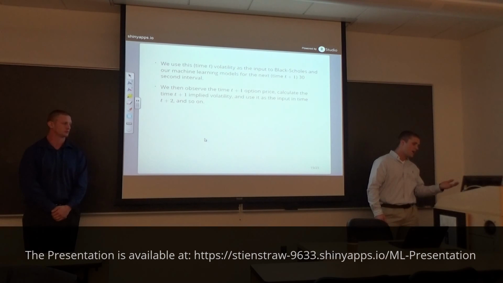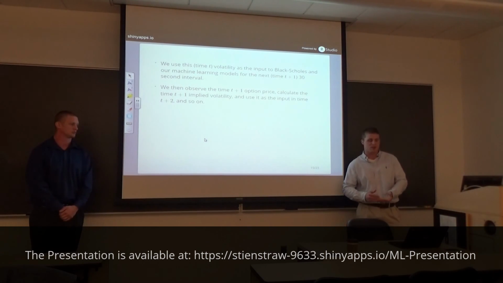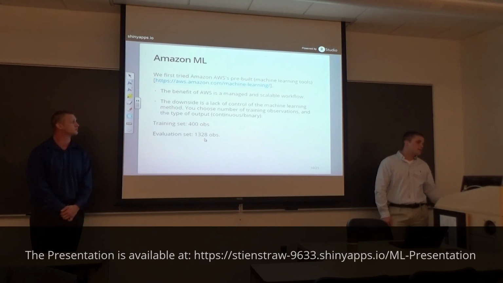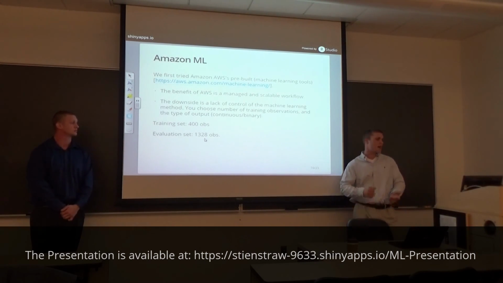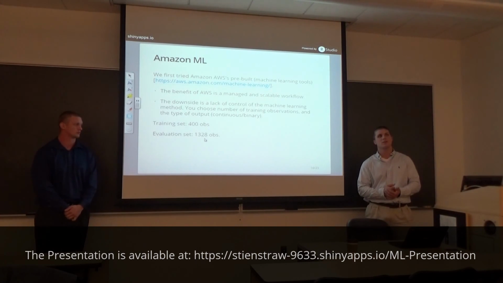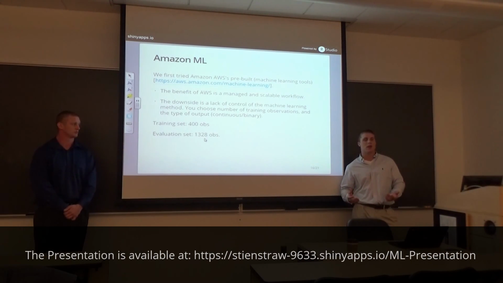So you can see that we used the input in time t plus 2, and then t plus 3, t plus 4, we just kept going on and on. Okay, as far as the Amazon machine learning goes, this was kind of the first step in our hypothesis that maybe we could use Amazon machine learning to value these options. It's somewhat popular for the most part, and we decided to go that route.